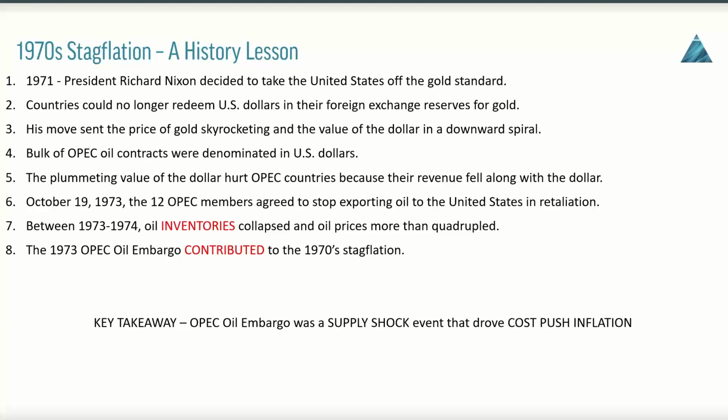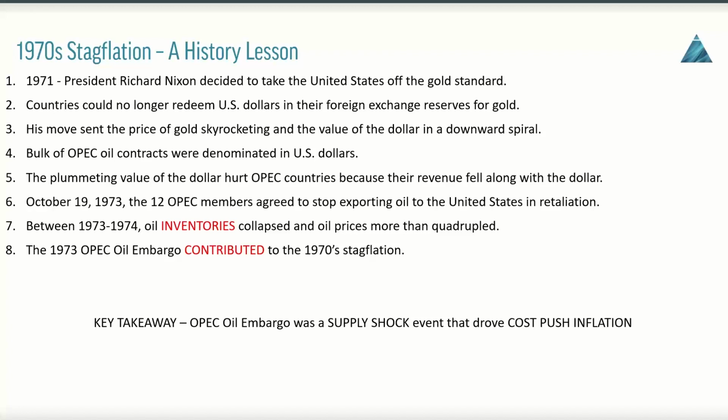And keep in mind that, as is today, the bulk of OPEC oil contracts were denominated in US dollars. And so if you get a US dollar value that's plummeting, that's obviously going to hurt OPEC countries because their revenue is going to fall right alongside the dollar. So point number 6 here, on October 19th, 1973, the 12 OPEC members agreed to stop exporting oil to the United States in retaliation. Between 73 and 74, oil inventories collapsed and oil prices more than quadrupled.